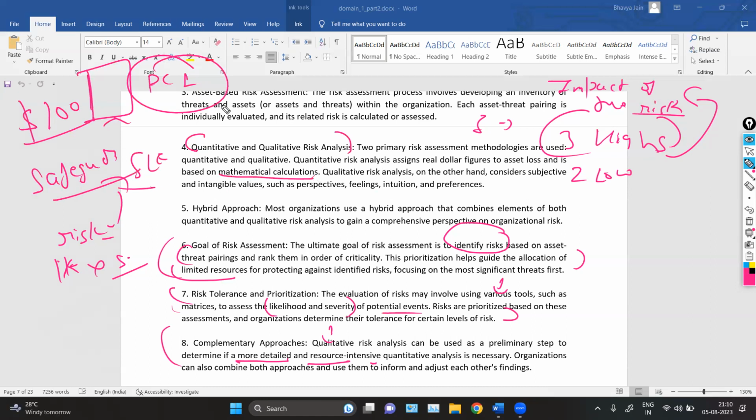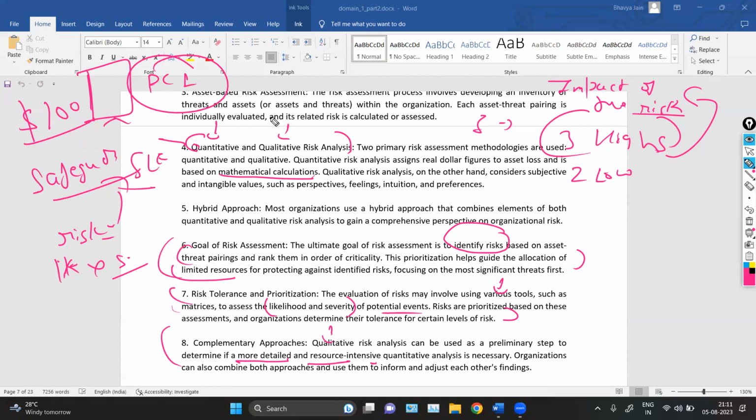So we are analyzing how much loss will occur if we ignore the risk, if we do not take any initiative to apply any safeguard. So totally quantitative means we are applying monetary values to the loss of the asset caused by any risk.